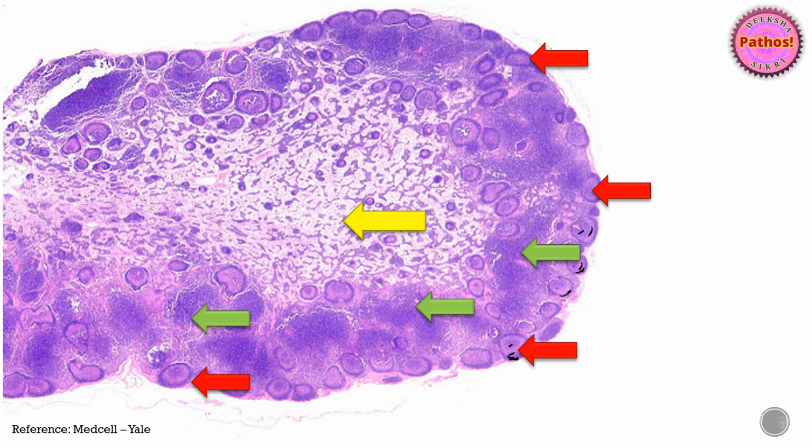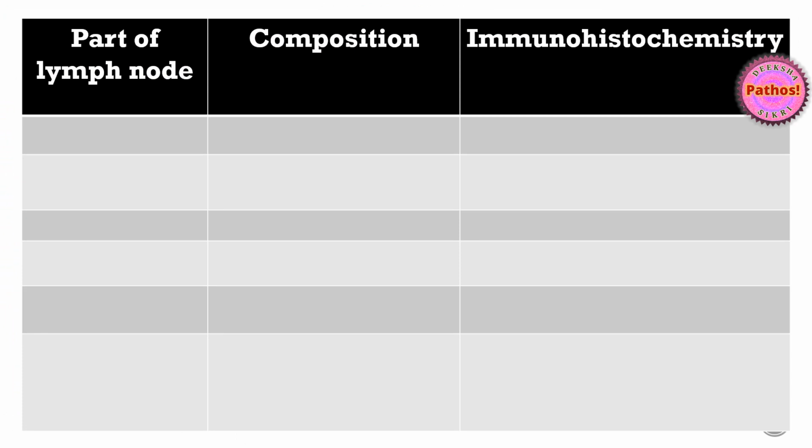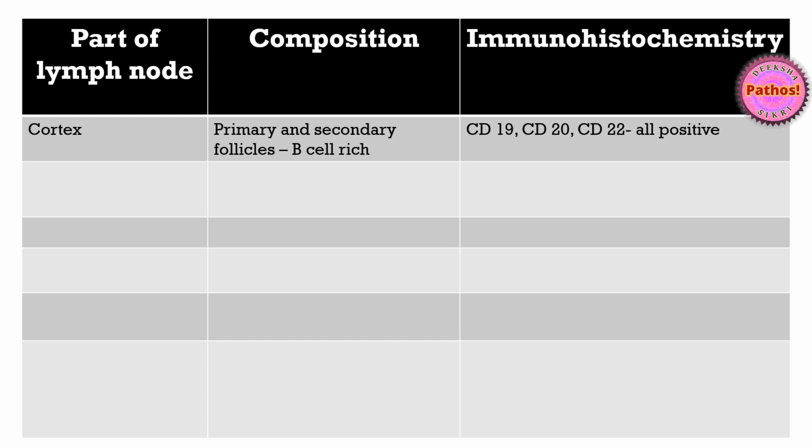Next, I'm going to talk a little bit about the patterns of reactive lymphadenitis. Before that, let us talk quickly about what the parts are, so that we will know what the patterns of reactive lymphadenitis affecting each part are. So first, the cortex.